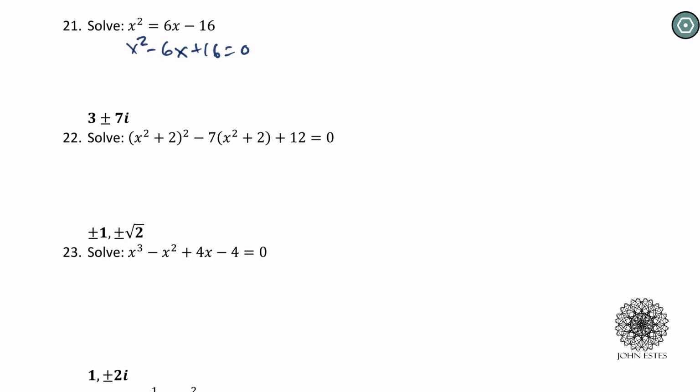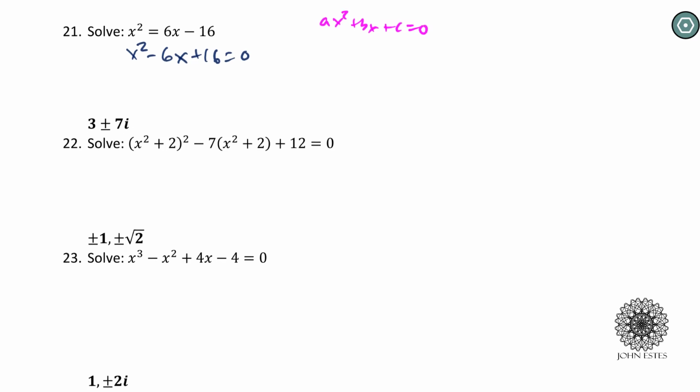I'm going to move on to the quadratic formula, which says this. If you have ax squared plus bx plus c equal to 0, then your solutions are going to look like negative b plus or minus the square root of b squared minus 4ac, all over 2a.